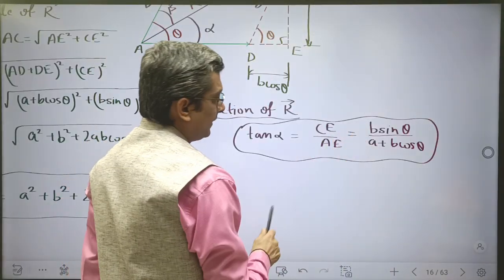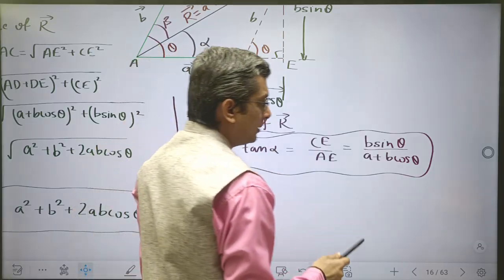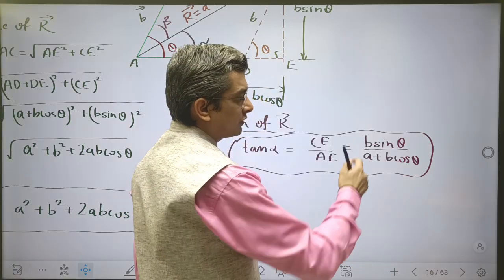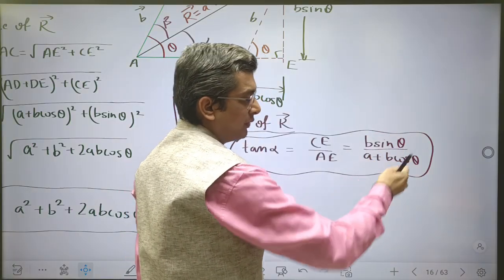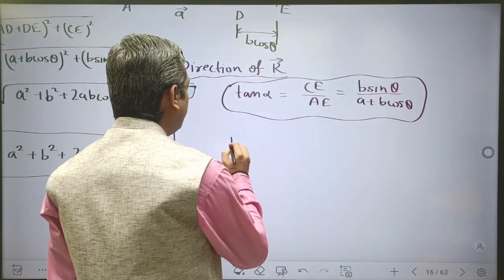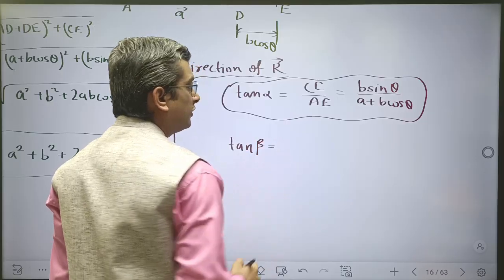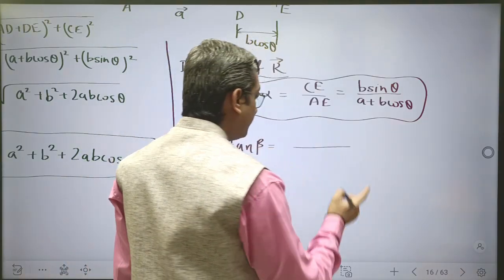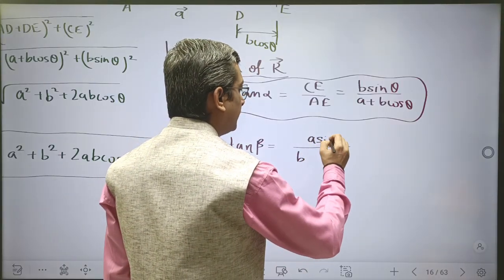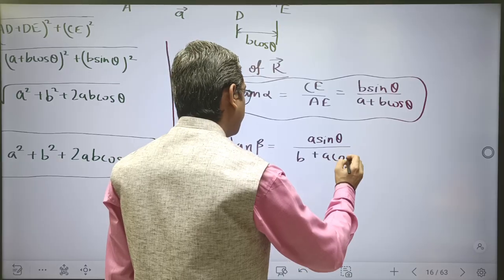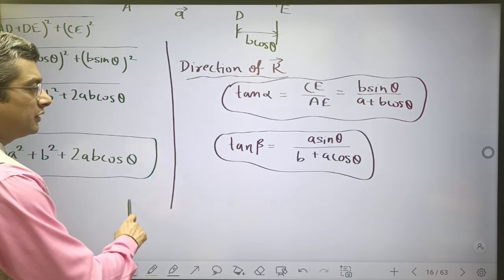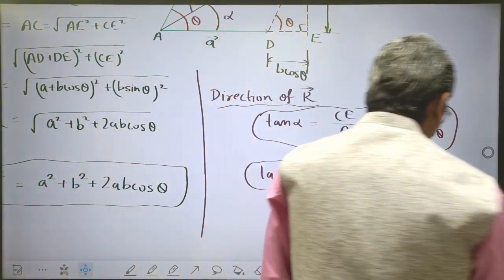Observe the pattern: alpha is the angle made by vector R with A. So we have put A here and B is left. So the sine component of B comes in the numerator and the cos component of B comes in the denominator, because sine by cos is tan, isn't it? You can learn in this way. Now if I wish to write tan beta, where beta is the angle made by the resultant vector with vector B, here A is left, so A sin theta in the numerator and A cos theta in the denominator, because sine by cos is tan. So in this way you can find the resultant vector magnitude and direction as well.